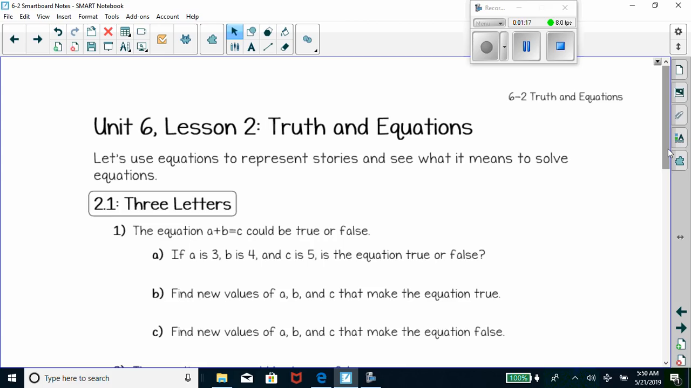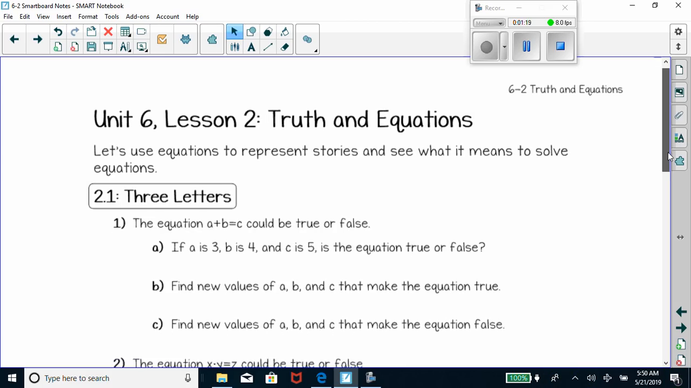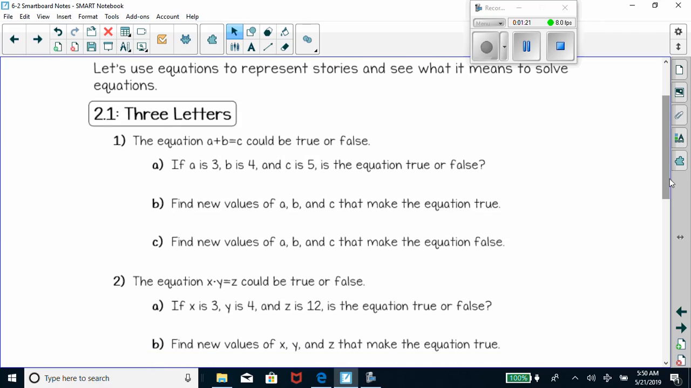Warm-up 2.1, Three Letters. So the first statement, the equation A plus B equals C could be true or false. So now they're giving us some values of A, B, and C and asking us, is the equation true or false? If A equals 3, B is 4, and C is 5, is the equation true or false? So what we need to do is substitute those numbers, 3, 4, and 5, into the equation and see if we get a true statement.